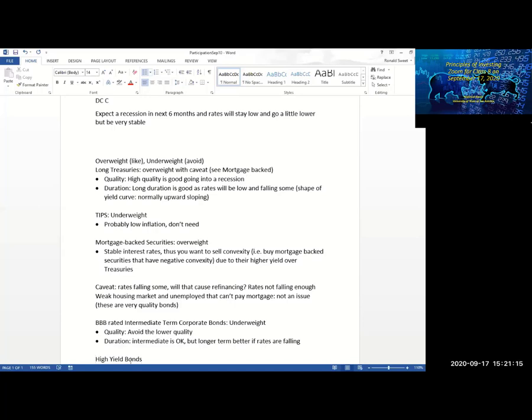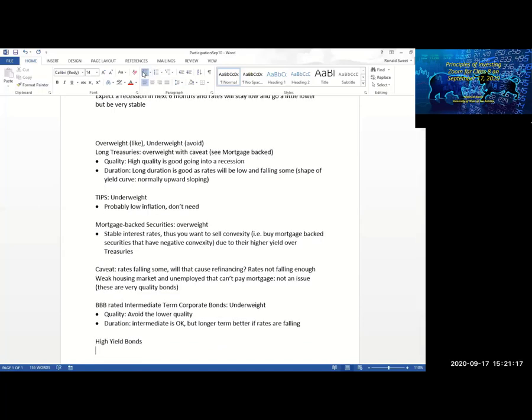And in high yield, some of y'all got confused on high yield. Remember high yield? These are very low quality bonds. So the only thing you have to talk about in high yield is quality. So what do we want to do here? You want the underweight. You want less of them due to expected recession.